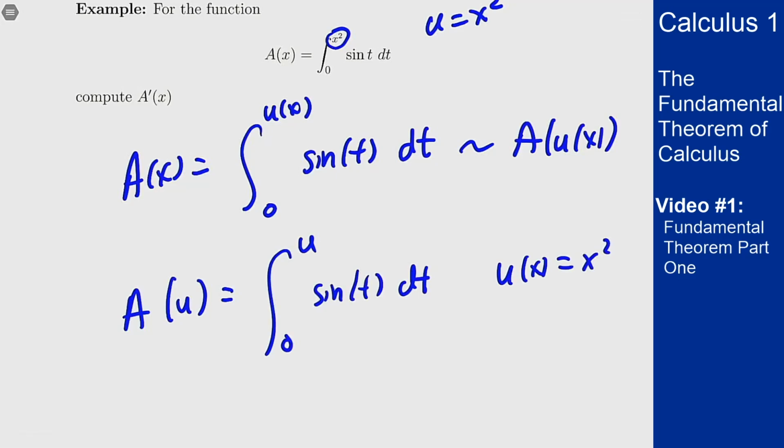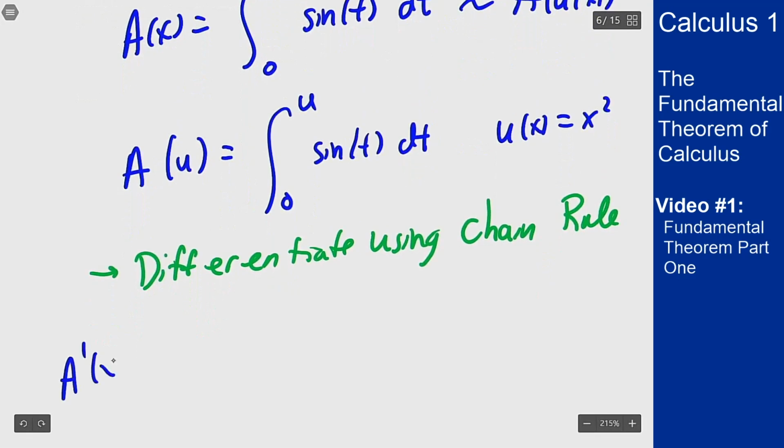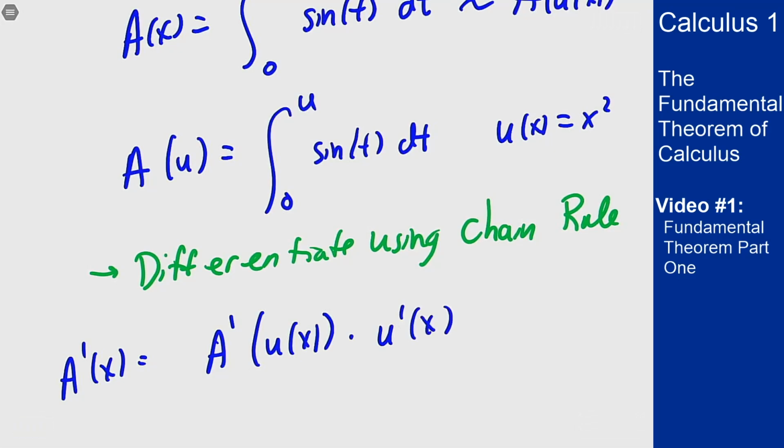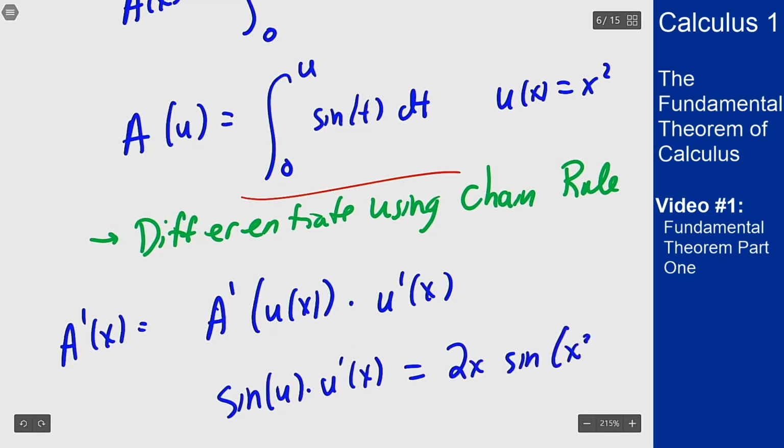So I can differentiate this using the chain rule. I'm going to get a prime of x should be a prime plugging in u of x, times u prime of x. A prime of u is just sine of u, because that's how I differentiate this function up here. The derivative of that is just sine of u. So if I do that, I will get that this is sine of u times u prime of x. U is x squared, u prime is 2x, so I get 2x sine of x squared for this derivative here.